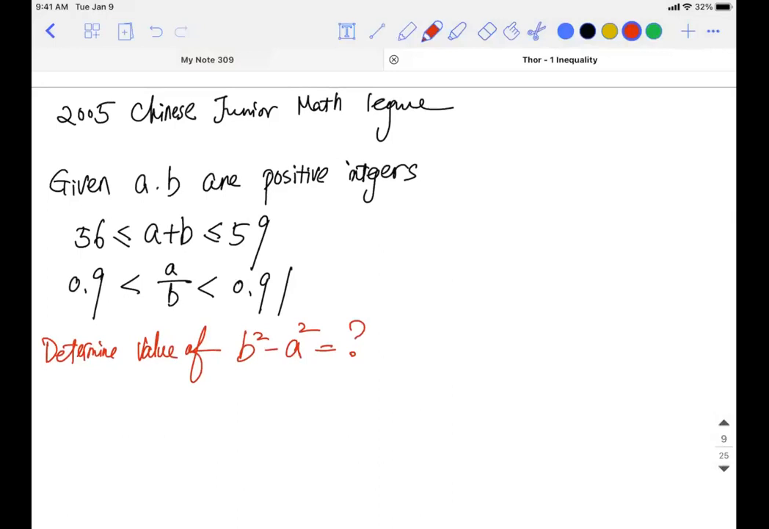And A over B is actually less than 0.91, but greater than 0.9. Also very, very small, right? Very small range. With all this information, the question asks you to determine the value of B squared minus A squared. How do you think about such a problem?